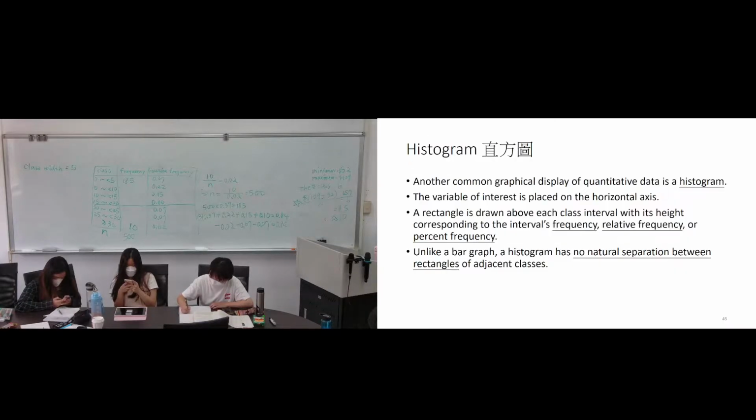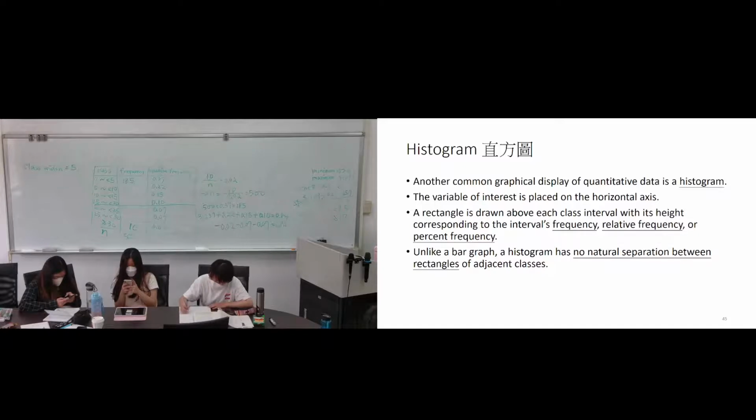And another chart is called the histogram. A histogram is very similar to a bar chart, but they are different. In the histogram, we draw a rectangle above each class interval, with its height corresponding to the interval's frequency, relative frequency, or percent frequency. In the histogram, all the rectangles are adjacent to each other. But in the bar chart, the bars are separate.